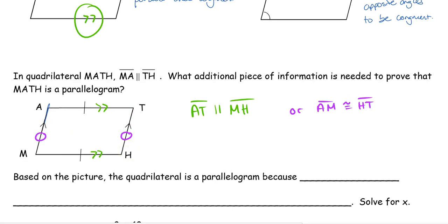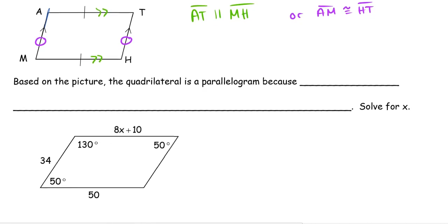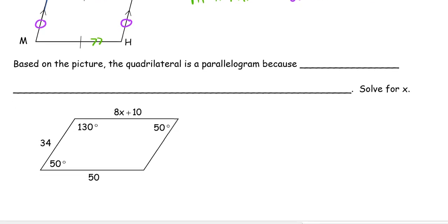All right, here comes our last problem. This is going to be a quiz and a test and a final question. Based on the picture, the quadrilateral is a parallelogram because. For this, it is going to be very important that you are very detailed in your explanation. When I look at the diagram, I have to decide, how do I know it's a parallelogram? In this particular case, I see angles given to me. This angle is 130, this is 50, and this is 50.